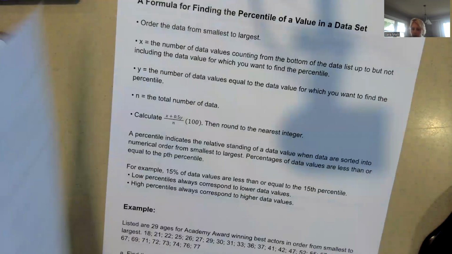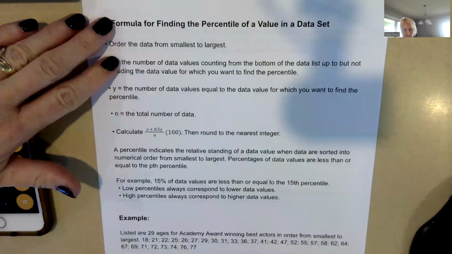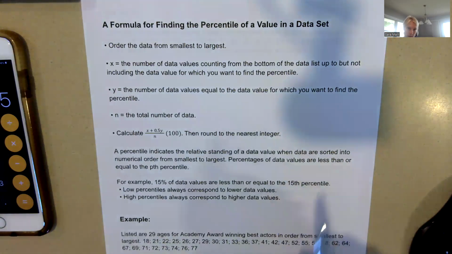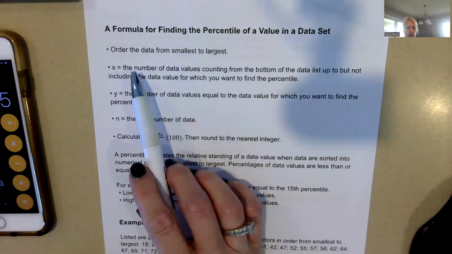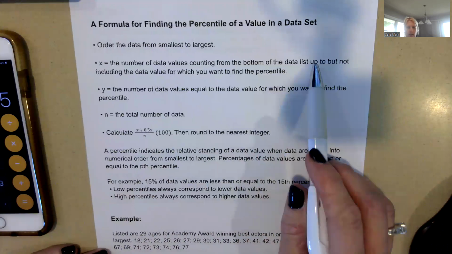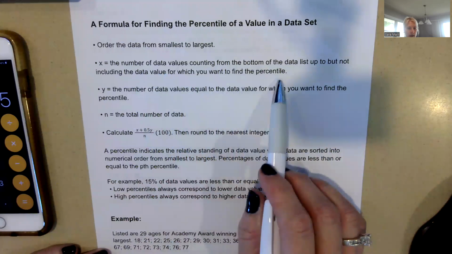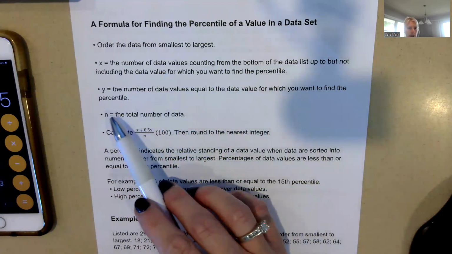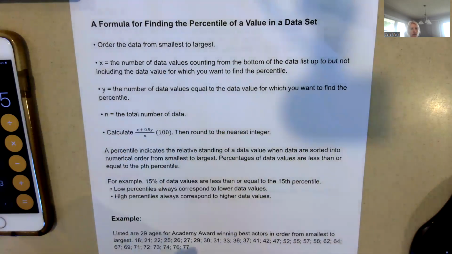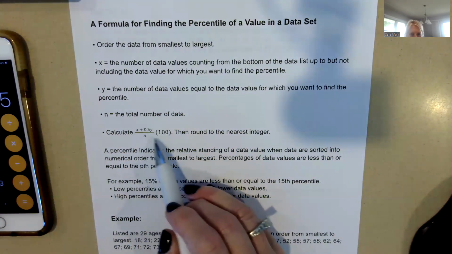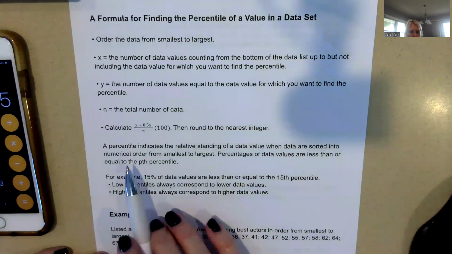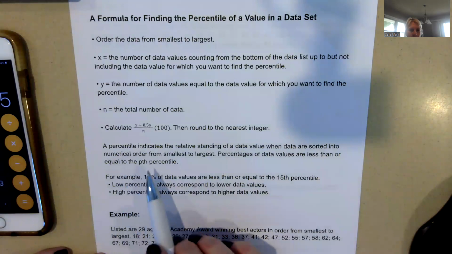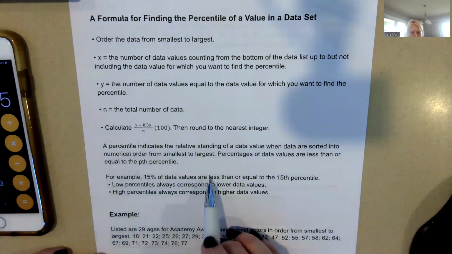Okay, the last thing we're going to learn how to find is finding the percentile of a value. So this time, if we take an actual value in our data set, we want to find out what percent is below that data value. This is, I think, a little bit easier to find actually, but it says order the data from smallest to largest. X is the number of data values counting from the bottom of the data list up to, but not including the data value for which you want to find the percentile. Y is the number of data values equal to the data value for which you want to find the percentile. N is the total number of data. So it would be X plus 0.5 Y divided by N times 100, then round to the nearest integer. So percentile indicates the relative standing of a data value when data are sorted into numerical order from smallest to largest. Percentages of data values are less than or equal to the pth percentile. So for example, 15% of data values are less than or equal to the 15th percentile.